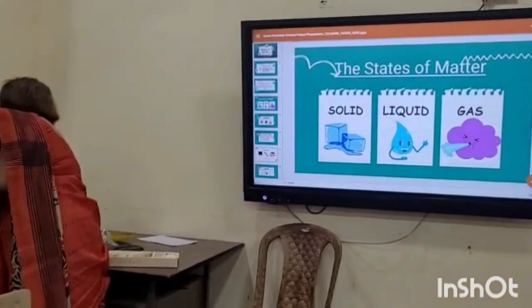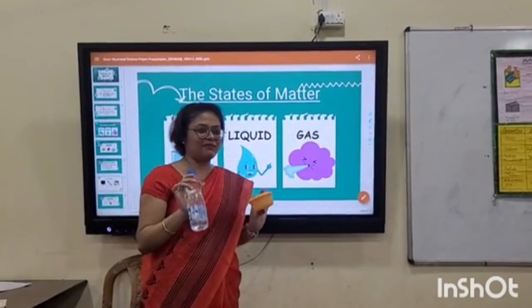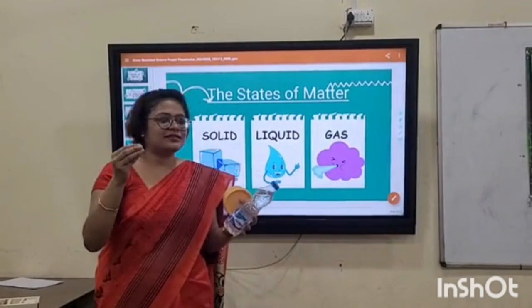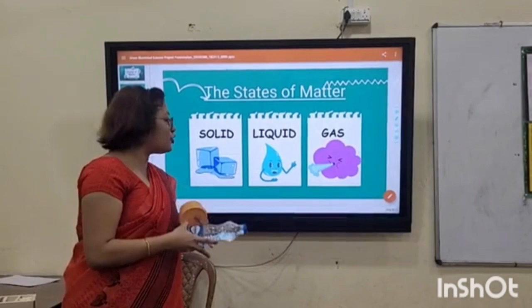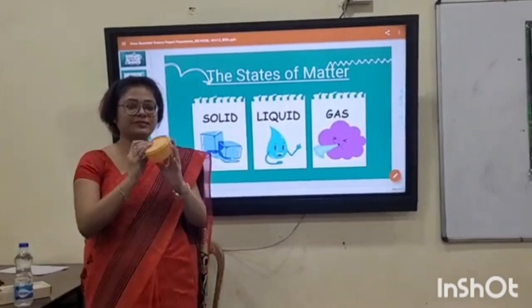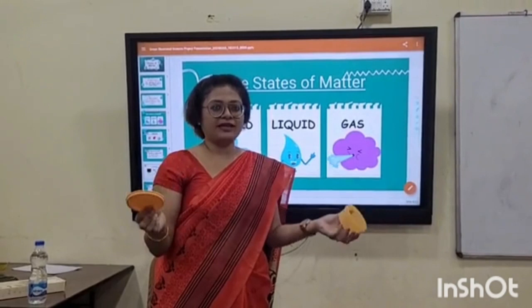I have picked two which are inside my bag, but anything in this classroom, there is solid object, there is liquid and gas also. Okay. So, in the case of solid, what we will do? This is my tiffin box. Can I change the shape? No. Why? Because that's why the student will ask the question.